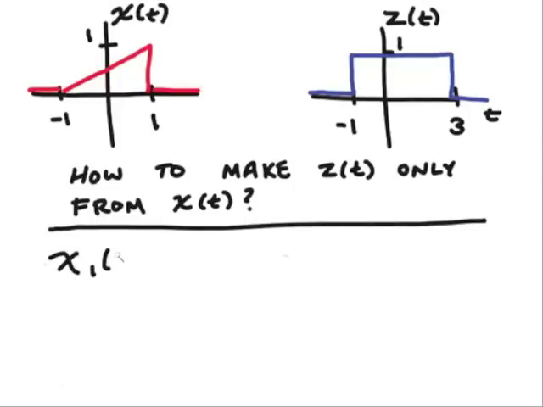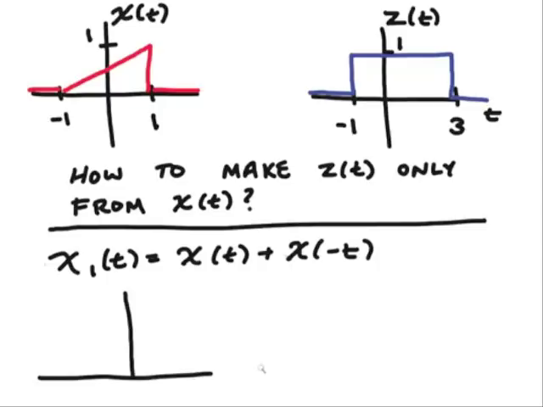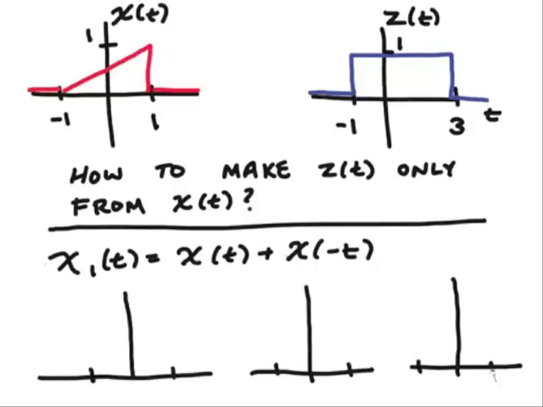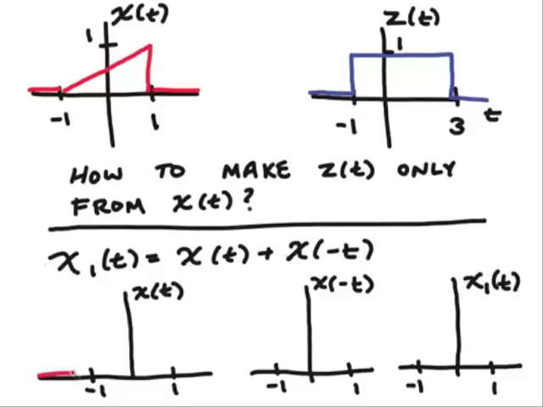So we'll create z from x in a series of steps. The first step is I'm going to make a pulse from x of t, and I'll call this pulse x1, and I'll achieve it by adding x of t to a time reversed version of x of t, x of minus t. So let me show first what x of t looks like over here on the left. Then I'll show the time reversed version, and then I'll show the addition of these two signals. So here's x of t, our sawtooth. Here is my time reversed version, and when I add those two together, I'll get a pulse.